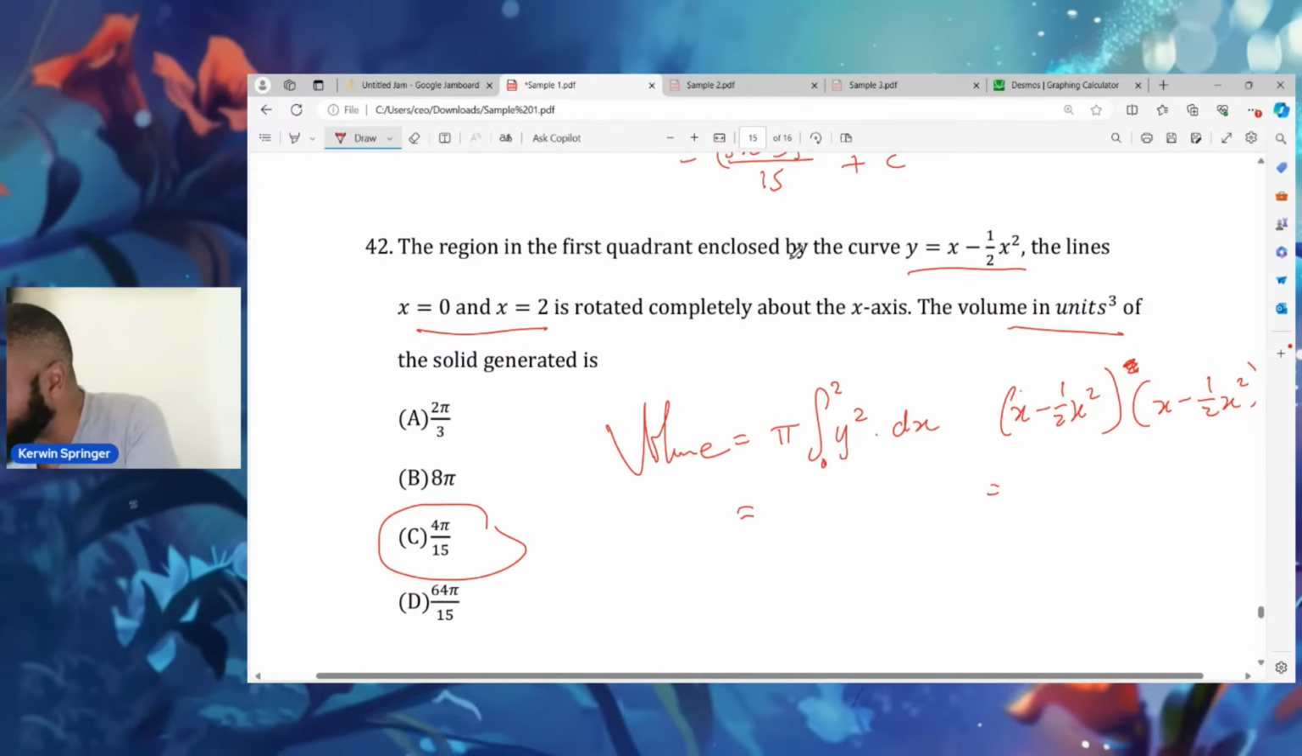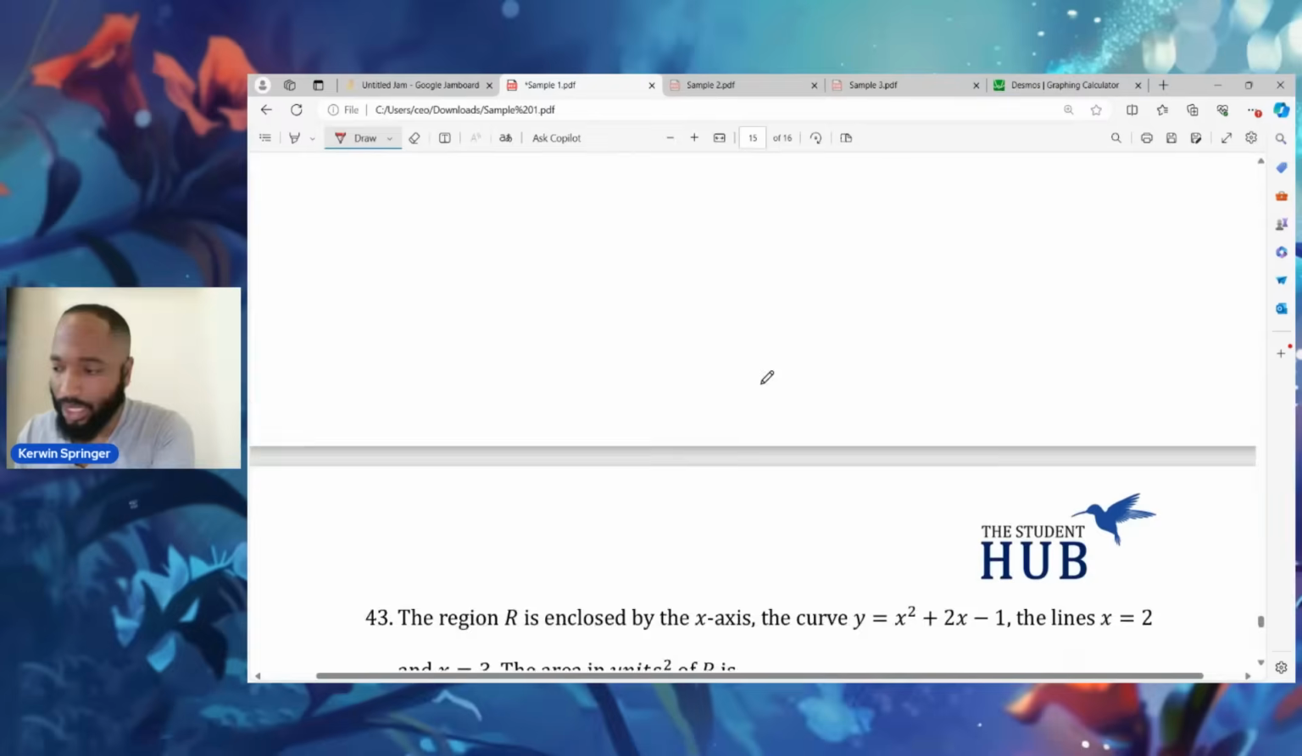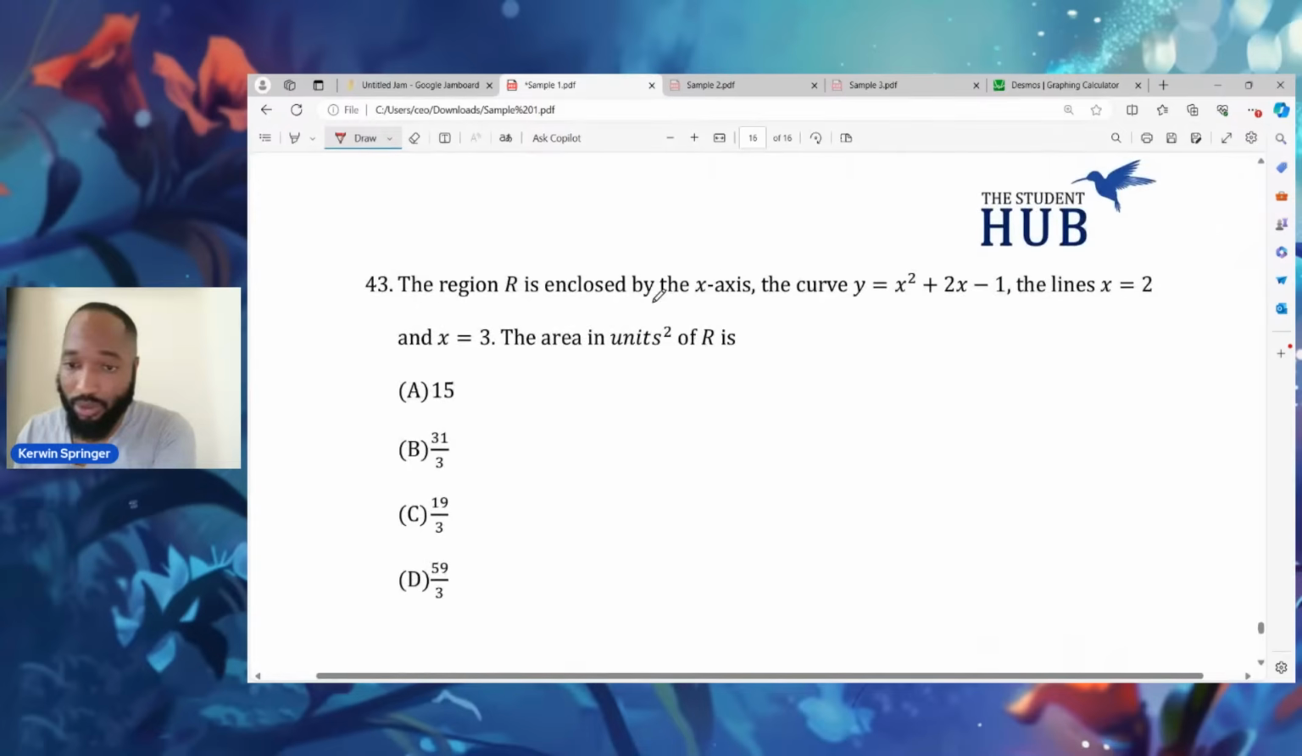The region in the first quadrant enclosed by the curve. I'm sorry for people with no calculator, this is just going to waste time. Is there a fast way to do this that I'm missing? I don't have a fast way to do this. There's a full paper, 2 for 4 marks. All right, whatever, yes. Look what's going on.